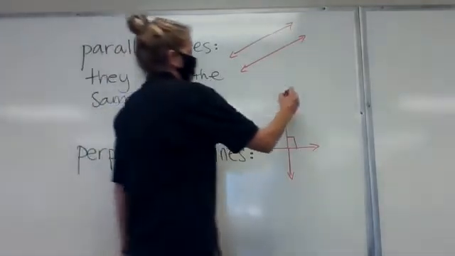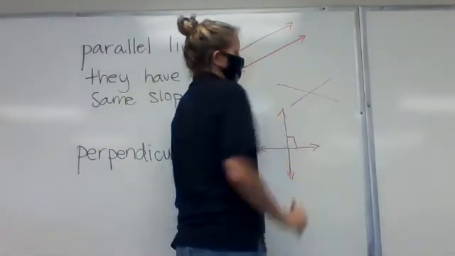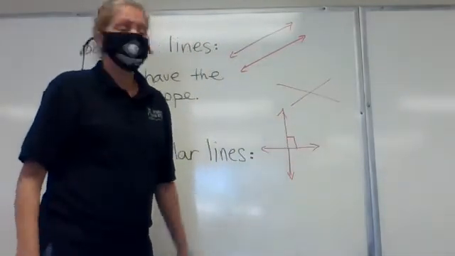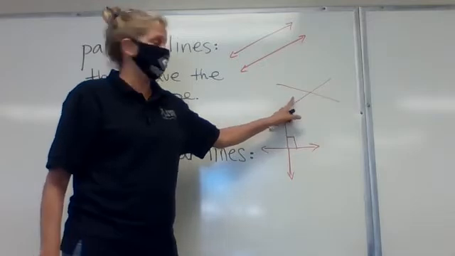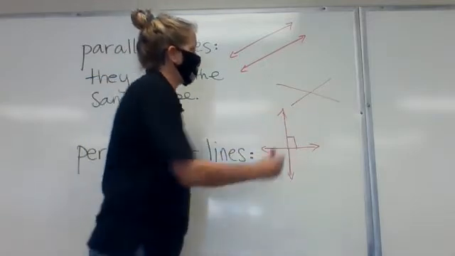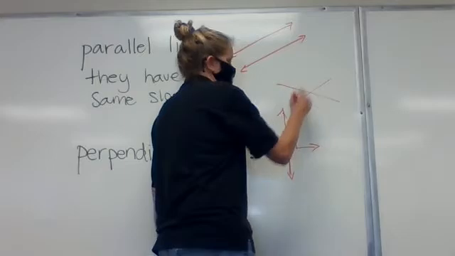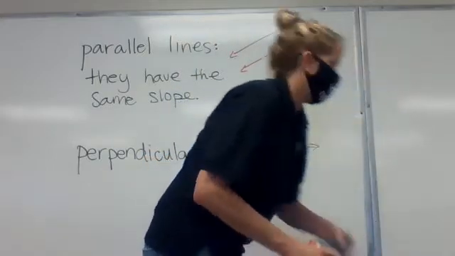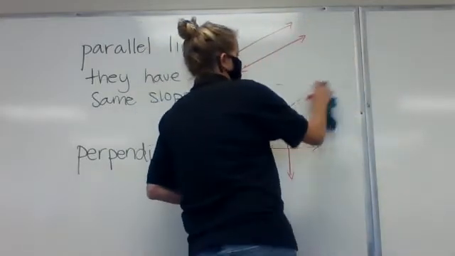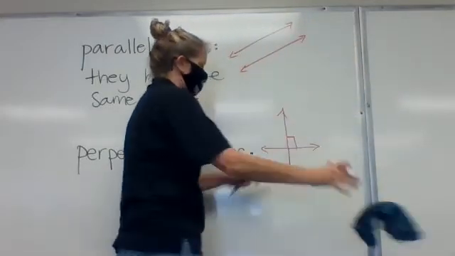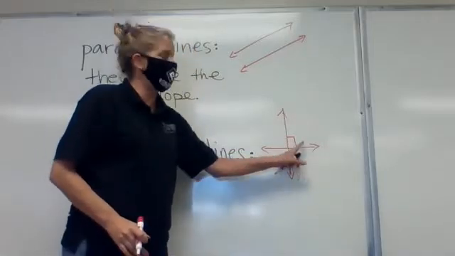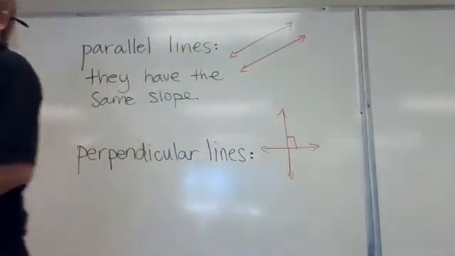Like for instance, those lines cross, but they're not perpendicular, right? They don't cross at an exact T. This right here is not a T-shaped angle. So just because lines cross doesn't mean they're perpendicular. They have to cross in a very specific way, at an exact 90-degree angle.